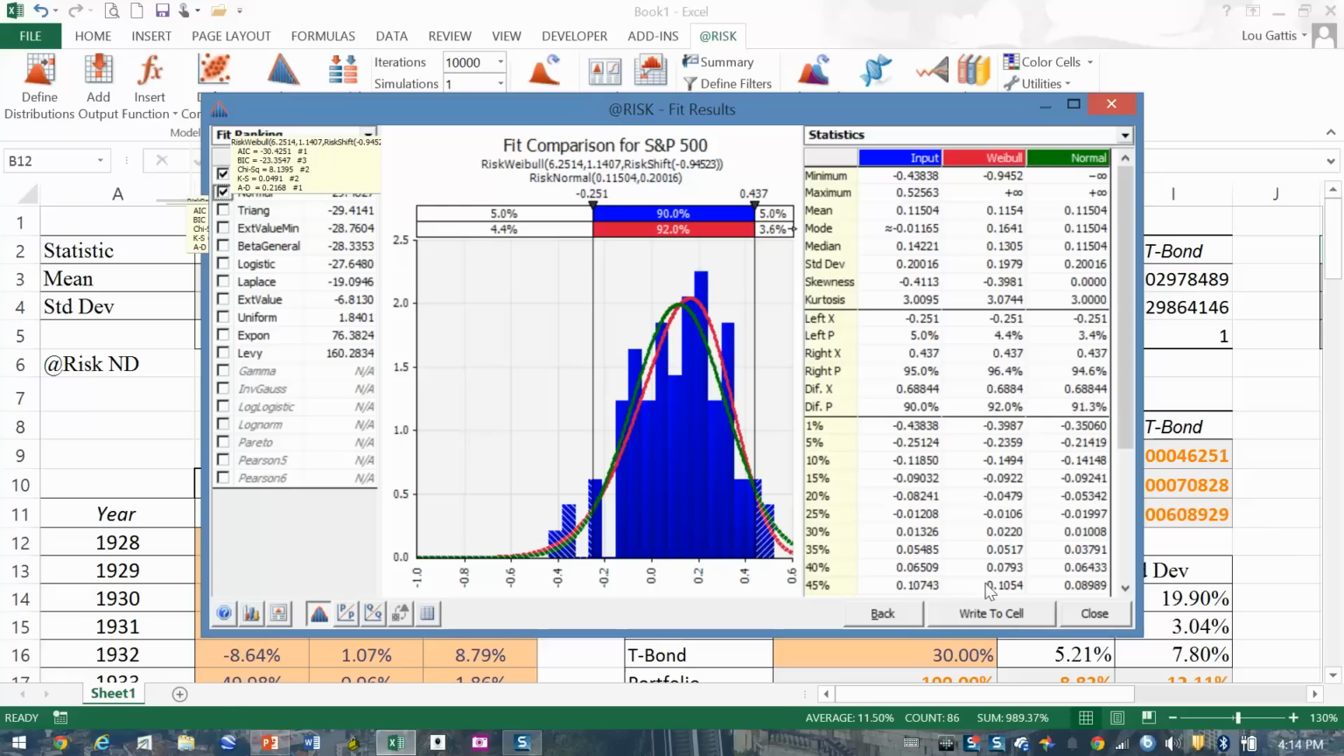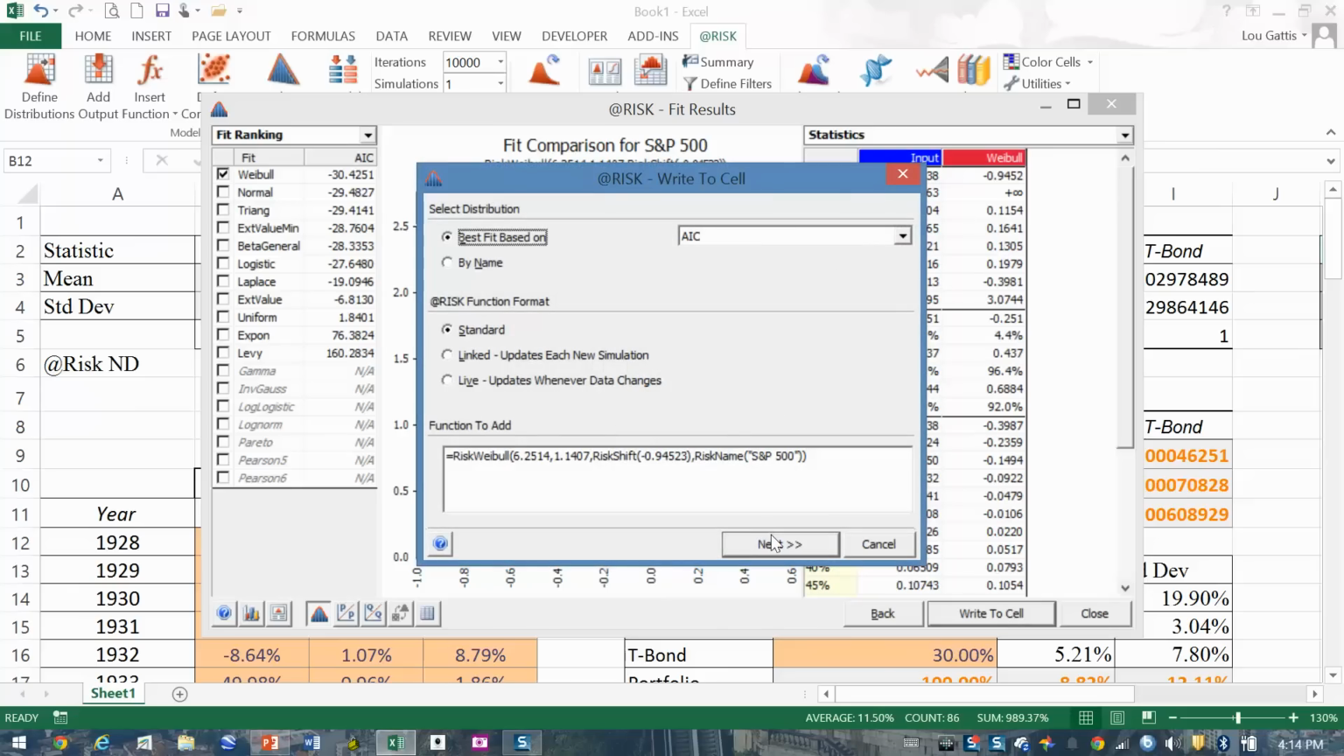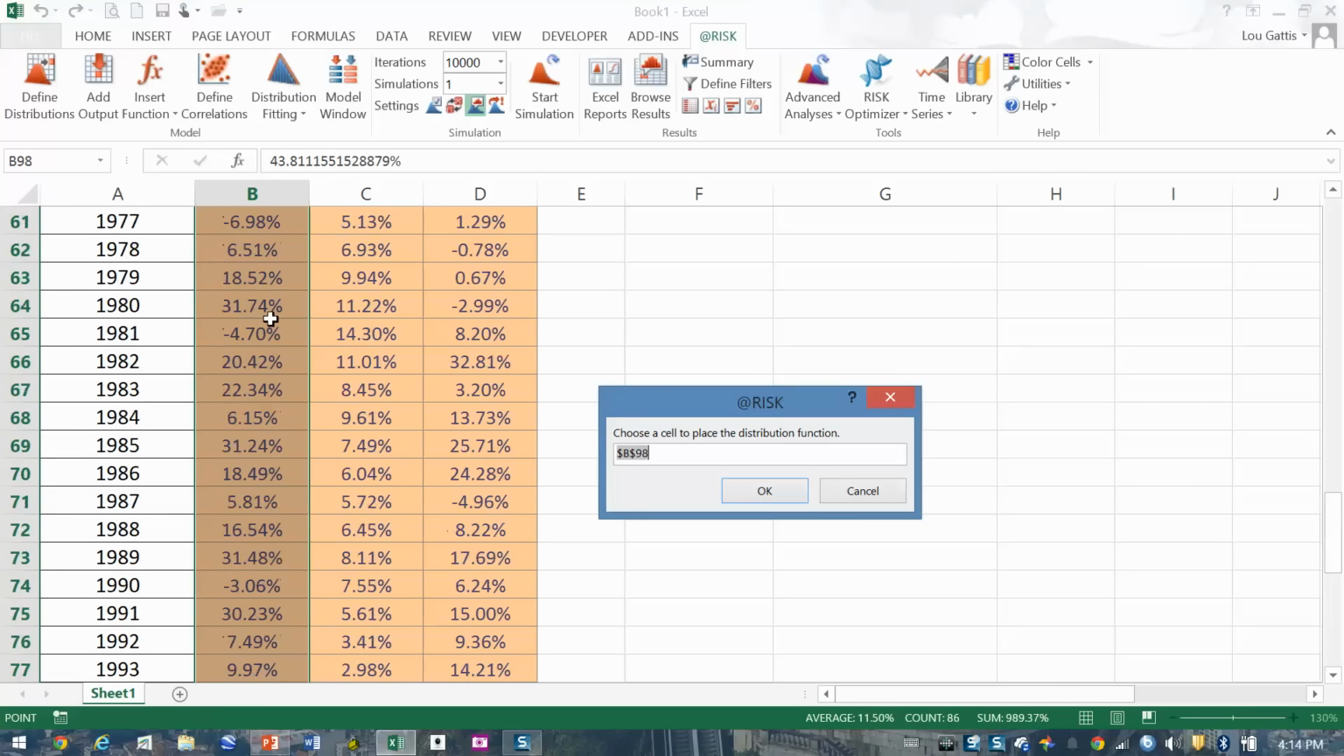So I'm going to click off of normal, and I'm going to click right to cell, and it's going to put a formula inside a cell. I'll click next. Here's the formula it's going to add. And let me just put it up here.